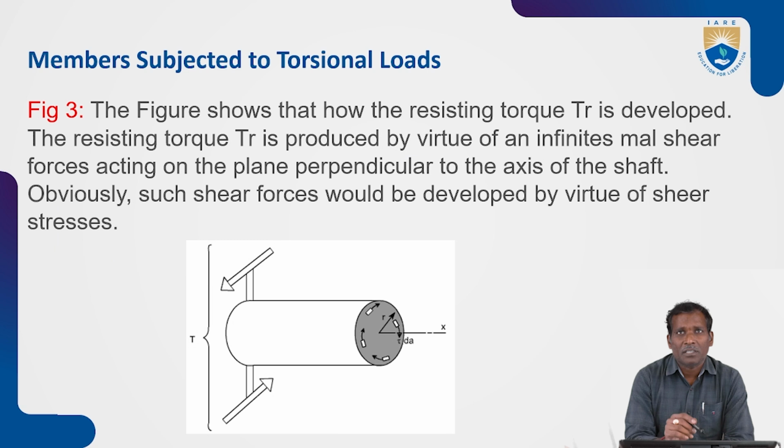The figure shows how the resisting torque Tr is developed. The resisting torque Tr is produced by virtue of an infinite number of small shear forces acting on the plane perpendicular to the axis of the shaft. Such shear forces would be developed by virtue of shear stresses.